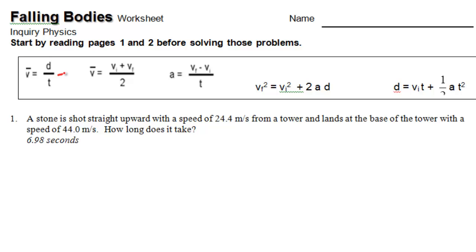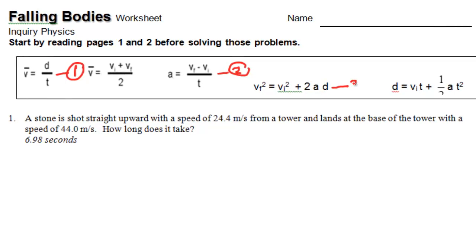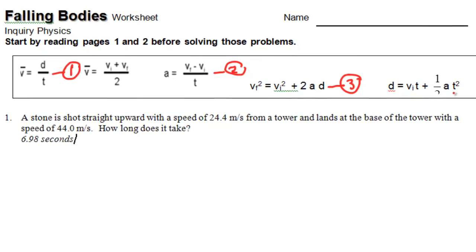Let's call the first one here the average velocity equal distance over time, number 1. This equation just represents what the average velocity is equal to, which is initial velocity plus final over 2. Let's call the second equation here 2, that's acceleration equal to the final minus initial over time, and let's call this equation number 3 and this equation number 4.